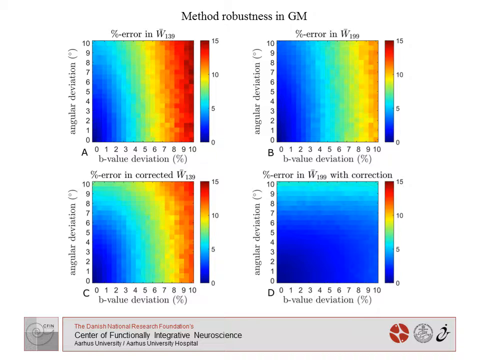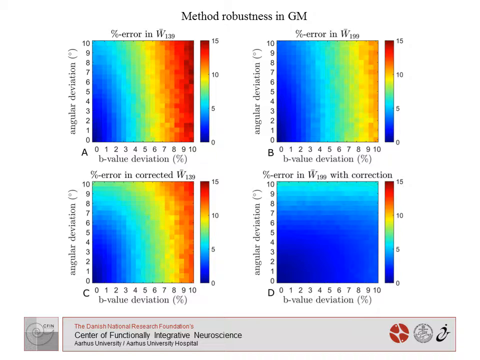When we compare the performance in A and B, we see that the 199 protocol, the method, is much more robust to these imperfect encodings than the 139 method. On the bottom row in C and D, we show the effect of the correction scheme when applied to the same data as shown in A and B.